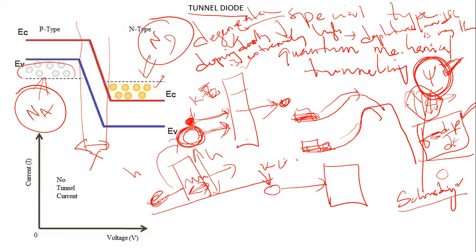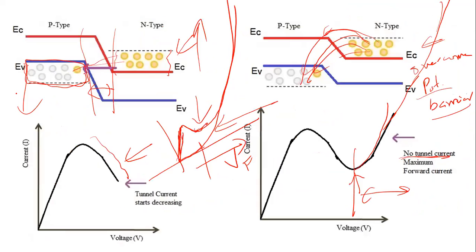Special diodes in which you can have quantum mechanical tunneling are called tunnel diodes. In a normal PN junction diode, quantum mechanical tunneling cannot occur, so the usual IV characteristics of a normal diode is like this only. But in this tunnel diode, the IV characteristics change. So you have what is called a region of negative resistance.